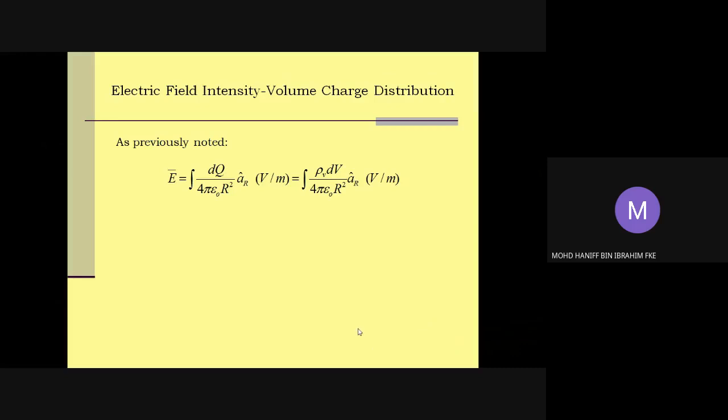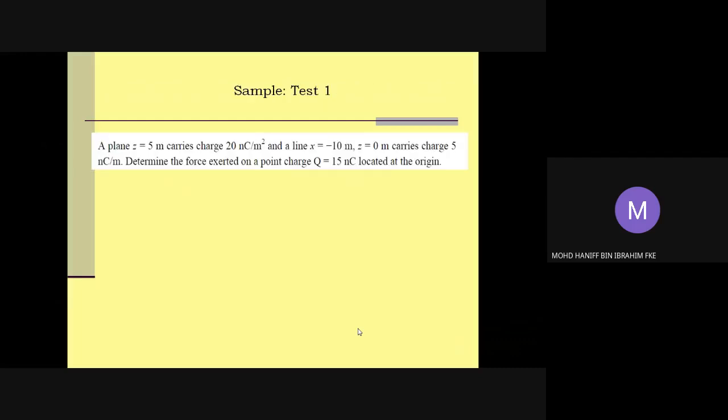Lecture 3 will be on the topics of flux density and Gauss's law. So let us proceed with the sample of test 1. This is what we have. I've given you this slide in Google Classroom.